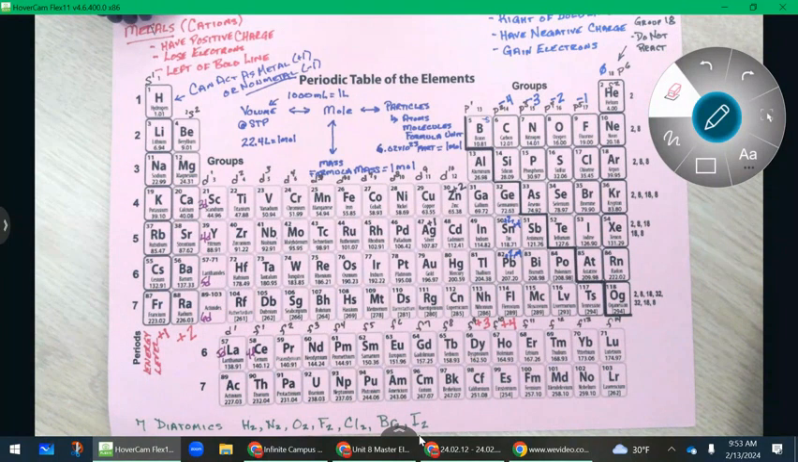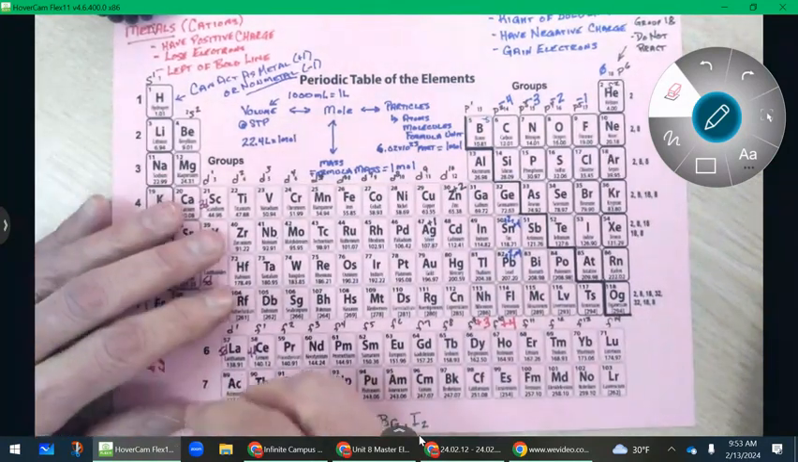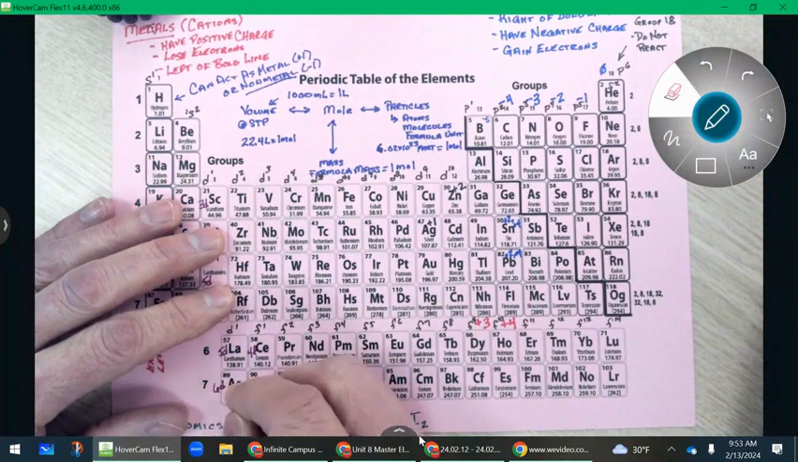So what goes by thorium? 5F. What goes by actinium? 6D. All right, good. We got that down.